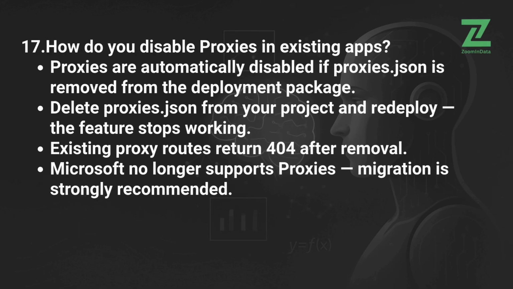How do you disable proxies in existing apps? Proxies are automatically disabled if proxies.json is removed from the deployment package. Delete proxies.json from your project and redeploy. The feature stops working. Existing proxy routes return 404 after removal. Microsoft no longer supports proxies. Migration is strongly recommended.